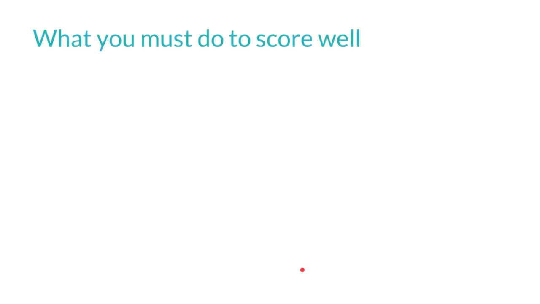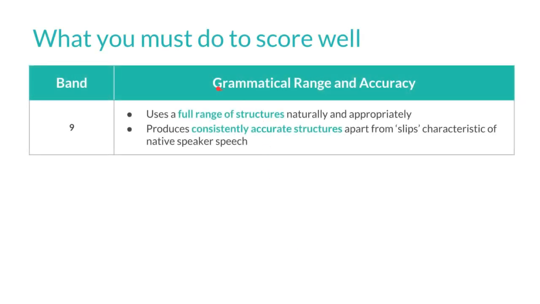Now let's take a look at what you need to do well to get a high score in the grammar category. Firstly, to get a band 9, you have to use a wide range of structures. So that means that you should try to include some compound sentences in your speaking, some complex sentences, and so on. Next, you should produce consistently accurate structures, meaning that the grammatical structures that you use should be accurate, they should be correct, and the mistakes should be very minor or none at all.